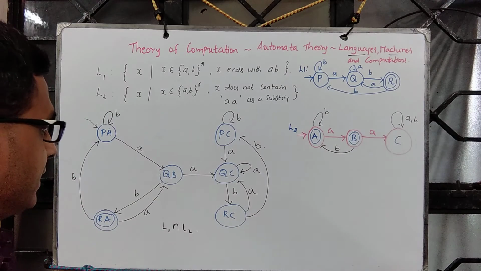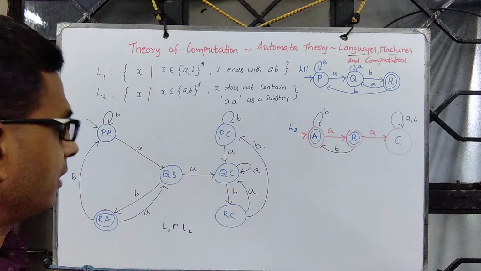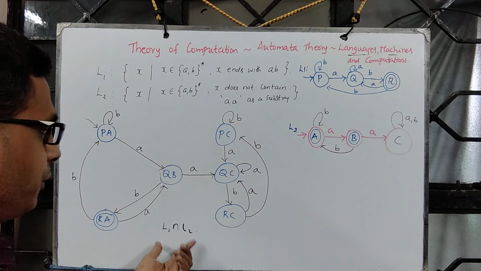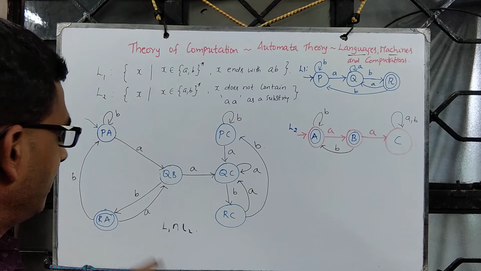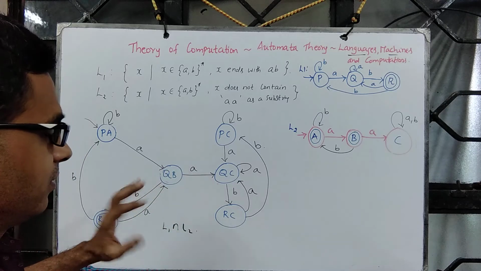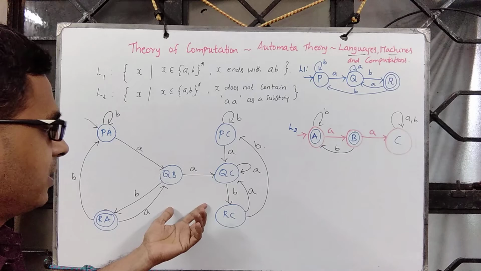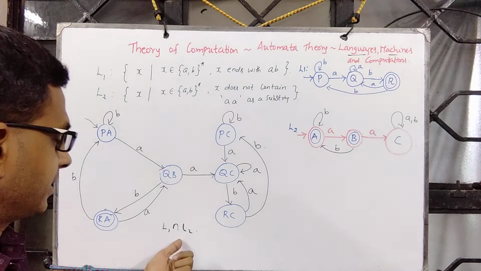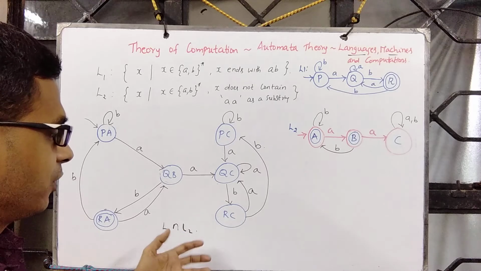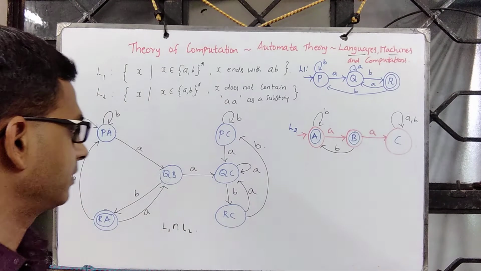So now you may ask, is this the simplified automaton for L1 intersection L2? For example, can I simplify this further? Or rather, is this a minimum state automaton for L1 intersection L2? And this has got 6 states. Can we think of an automaton having less than 6 states?